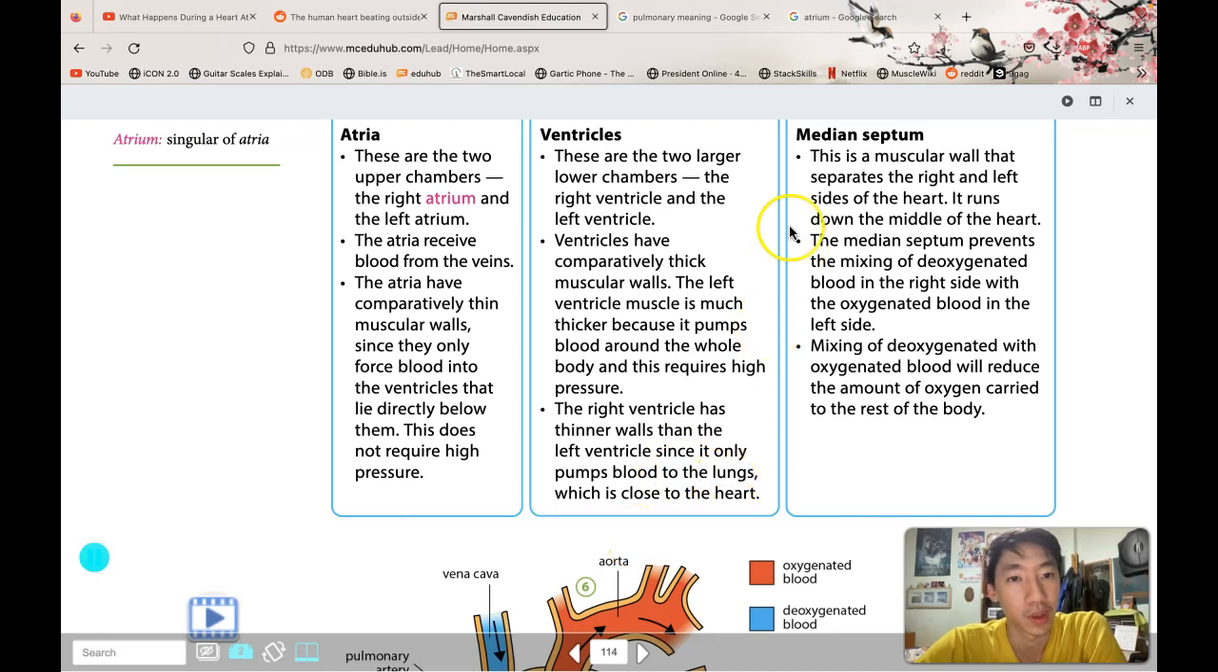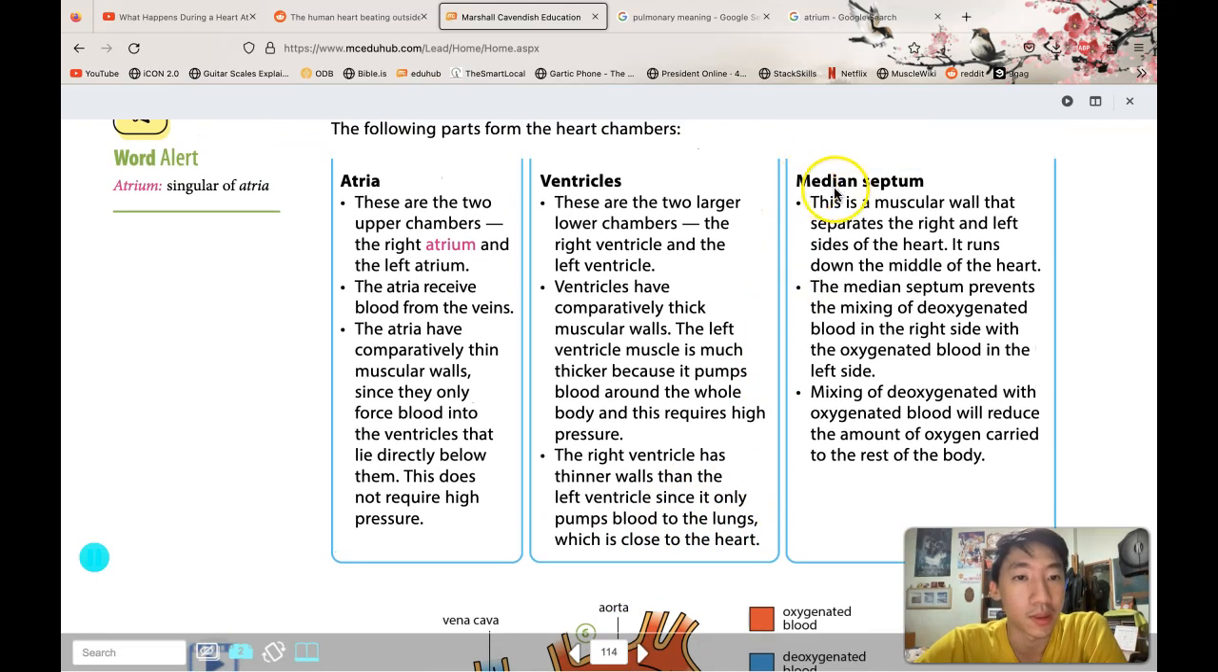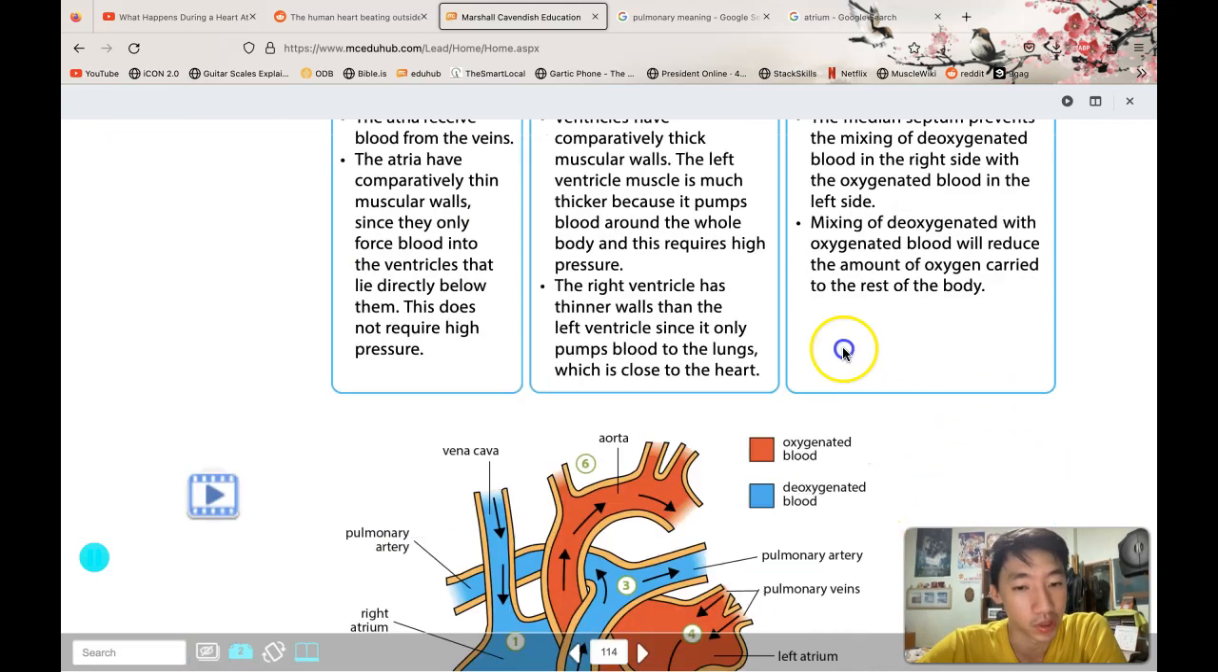There is also this thing known as a median septum. This is a muscular wall that separates the right and left sides of the heart. It runs down the middle of the heart. The median septum prevents the mixing of deoxygenated blood in the right side and oxygenated blood in the left side. Mixing of deoxygenated blood with oxygenated blood will reduce the amount of oxygen carried by the rest of the body.